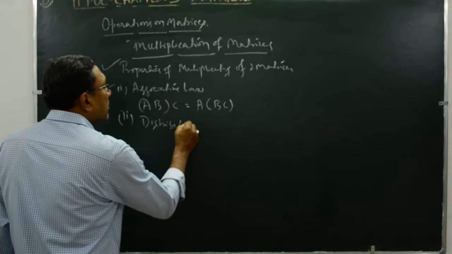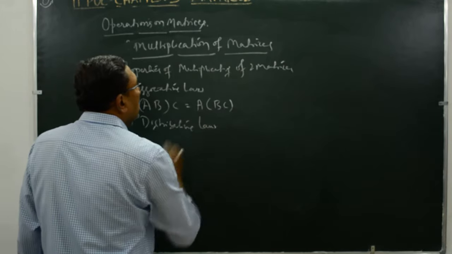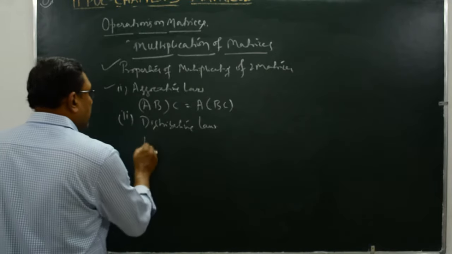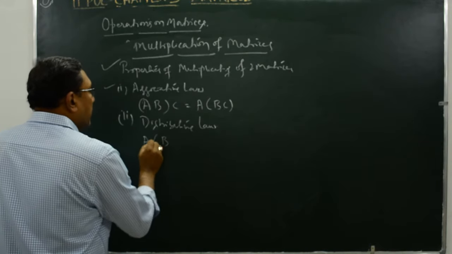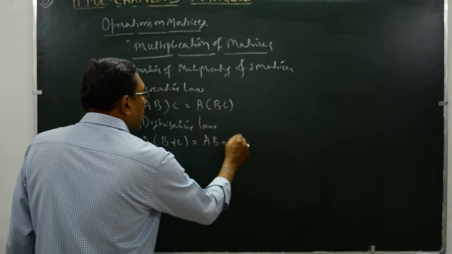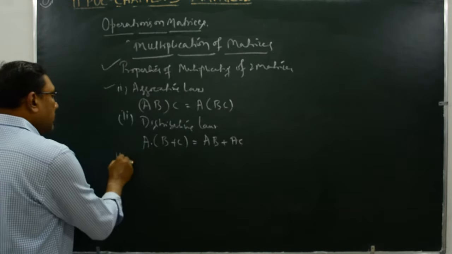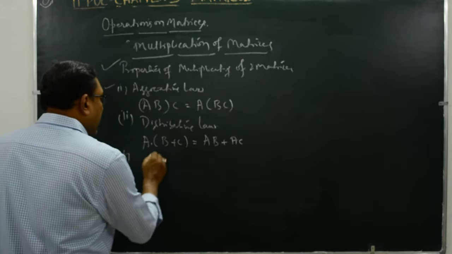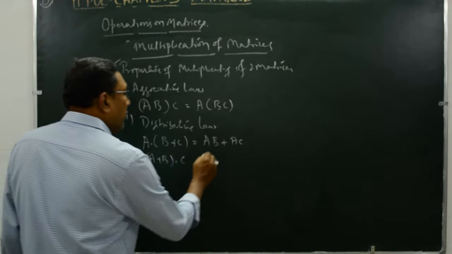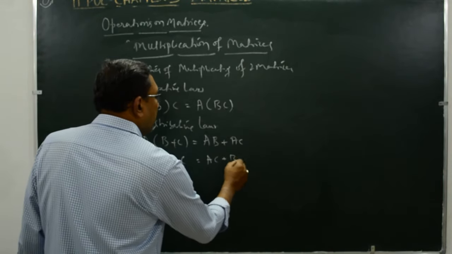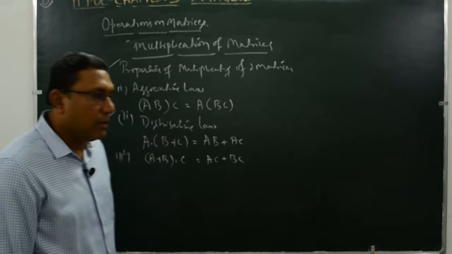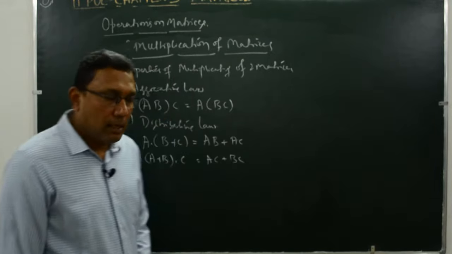The second one is the distributive law. Distributive law of two or more matrices says A into B plus C is always equal to AB plus AC. Similarly, A plus B into C should be equal to AC plus BC. This also holds good when we are multiplying three or more matrices.